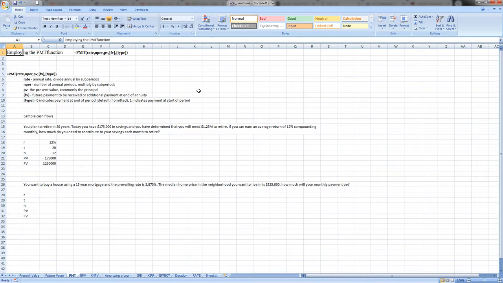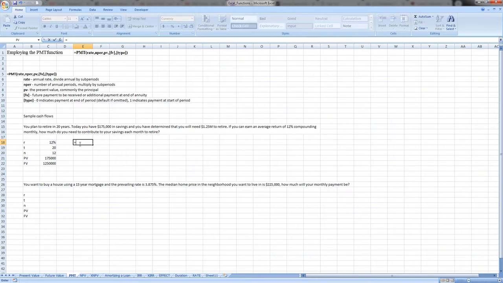So we have two sample questions here. The first one is very practical. Let's say you plan to retire in 20 years. You've saved $175,000, and you determine to retire comfortably you need $1.25 million. You can earn an average return of 12% compounding monthly. How much do you need to contribute to your savings each month to retire? So what we'll do is use the PMT function and then double check using the future value to make sure that our payments are right.